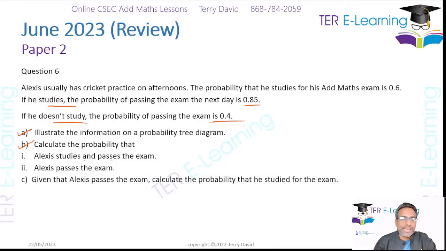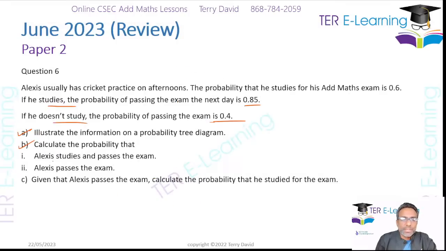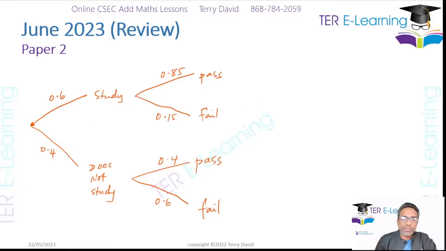Part B now, we have some probabilities to calculate. Calculate the probability that Alexis studies and passes the exam. Once you have a probability tree diagram, guys, it is very easy to work out the probabilities. The question says, let's go back here, he studies and he passes the exam. So if he studies, go to the diagram, that means he went this route. He studied and he passed the exam.